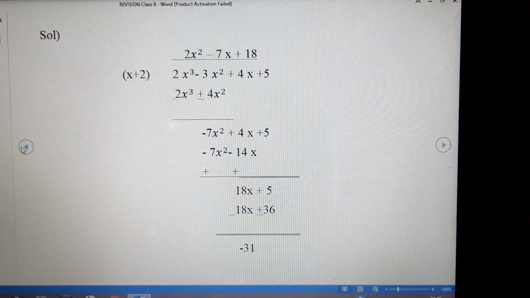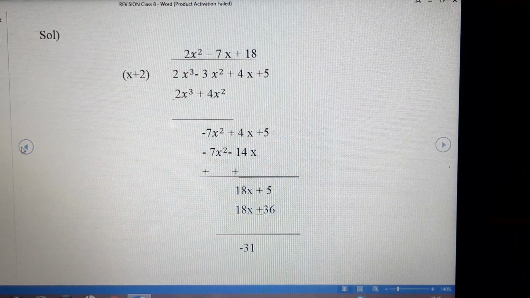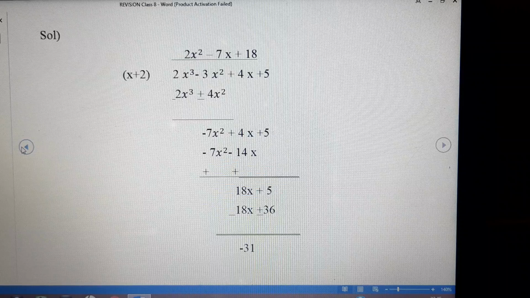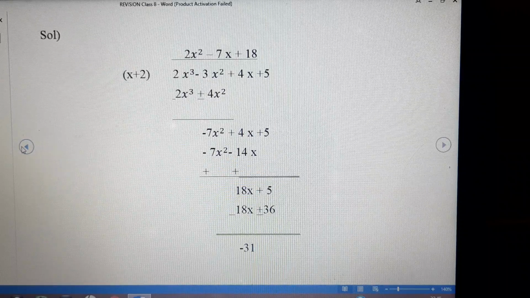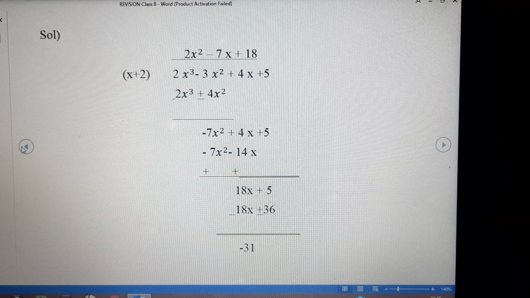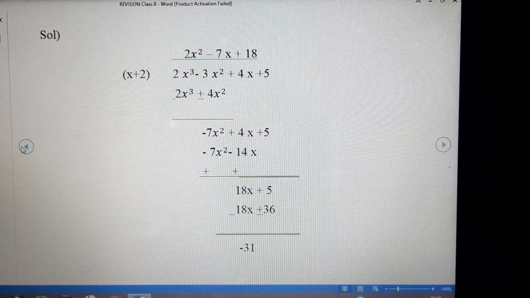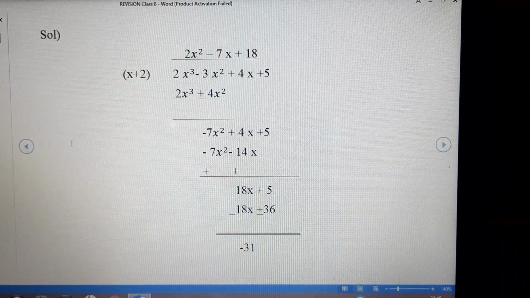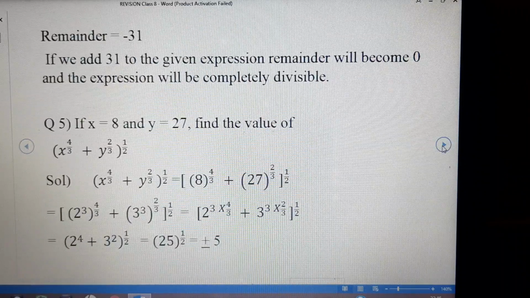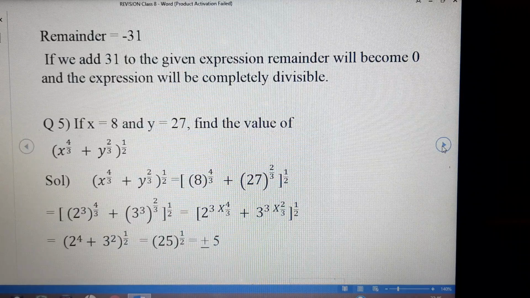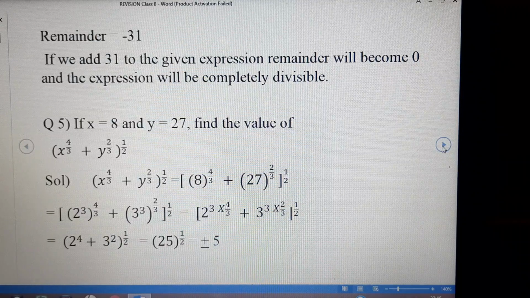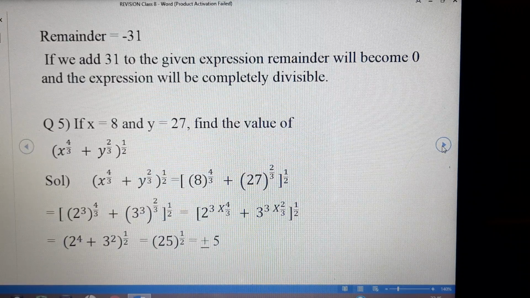Clear? And the other thing, if the question says what should be subtracted from the given expression, then simply whatever remainder you are getting has to be subtracted, because the question says what should be subtracted from the given expression so that it becomes completely divisible. Clear? So if it is completely divisible, we should get remainder 0. So simply you need to subtract the remainder. Remainder will be the answer. That number should be subtracted from the expression. Clear?